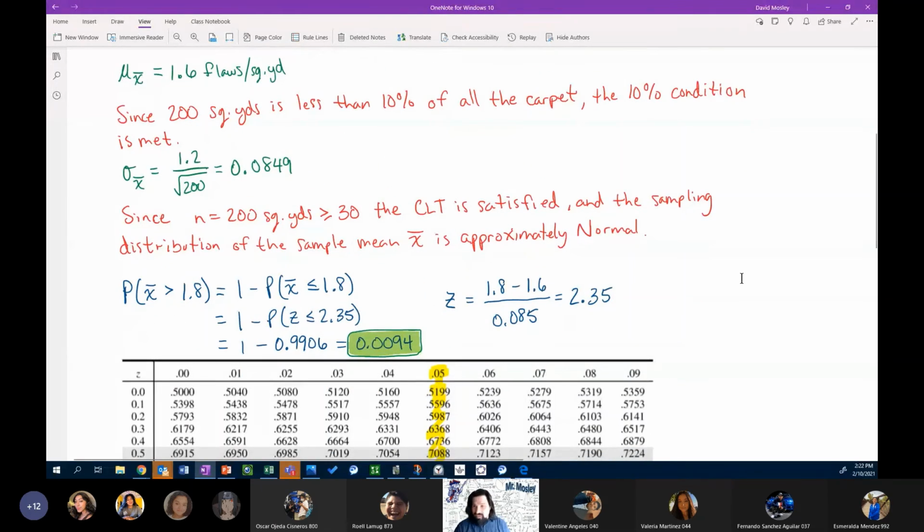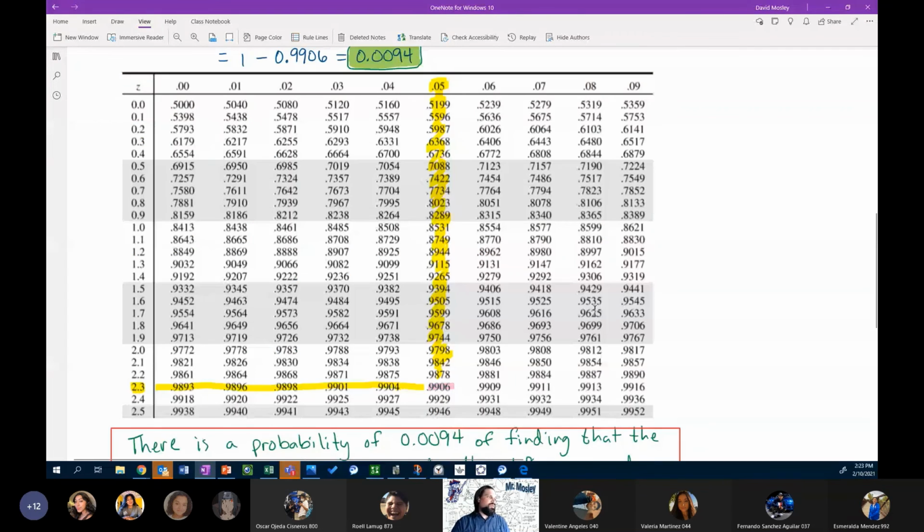So we go through basically a similar type of calculation as we did in the previous problem. We have the probability of X bar being greater than 1.8. I use the complement rule again to switch this into a less than or equal to type problem. Right. We standardize: 1.8 minus 1.6 divided by 0.085. We get 2.35. That is what we then find on table A.